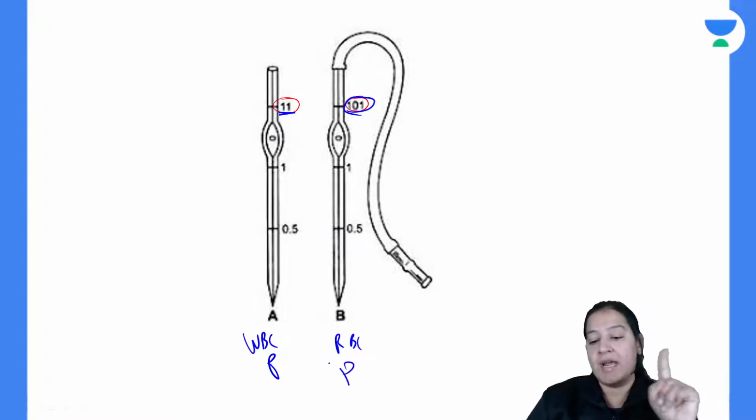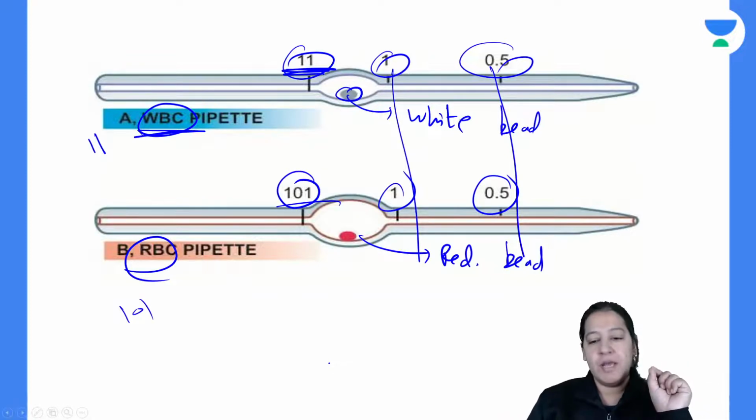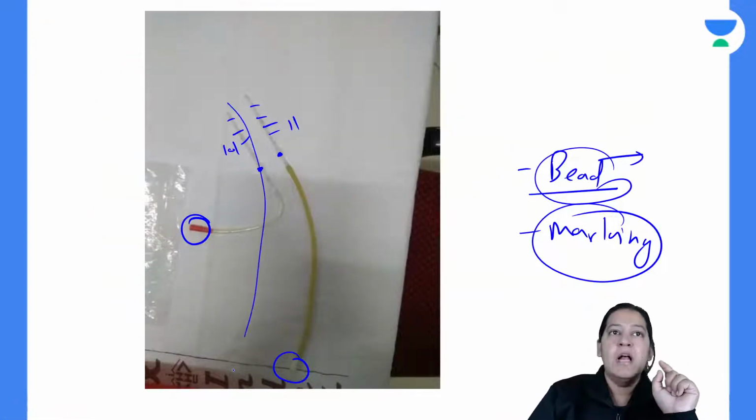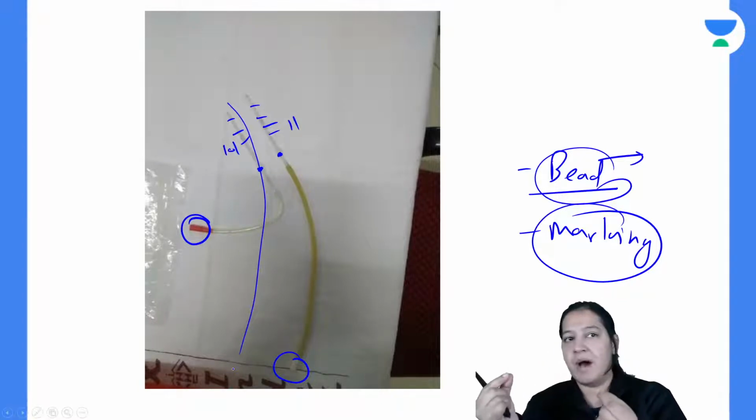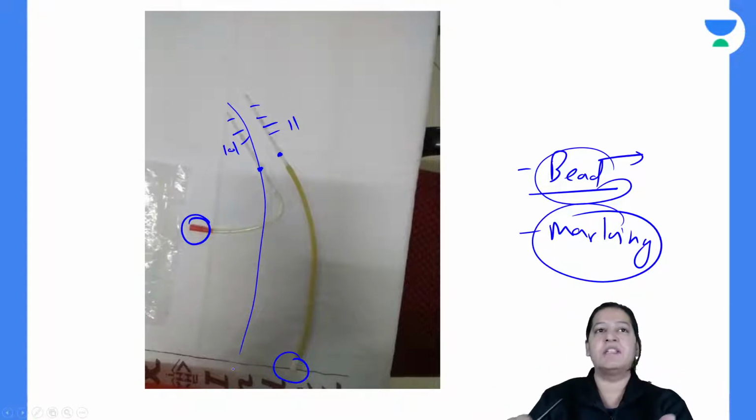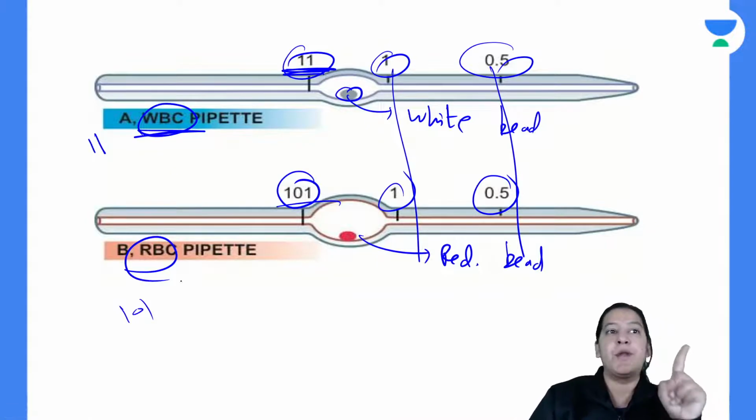So looking at the marking, now it can come in your spotter. So in spotting, if any of these pipettes is kept, immediately take it in your hand, see the pipette, see the bead inside it and see the marking. So you will be able to identify. So write it down in your copy whether it is WBC pipette or RBC pipette.